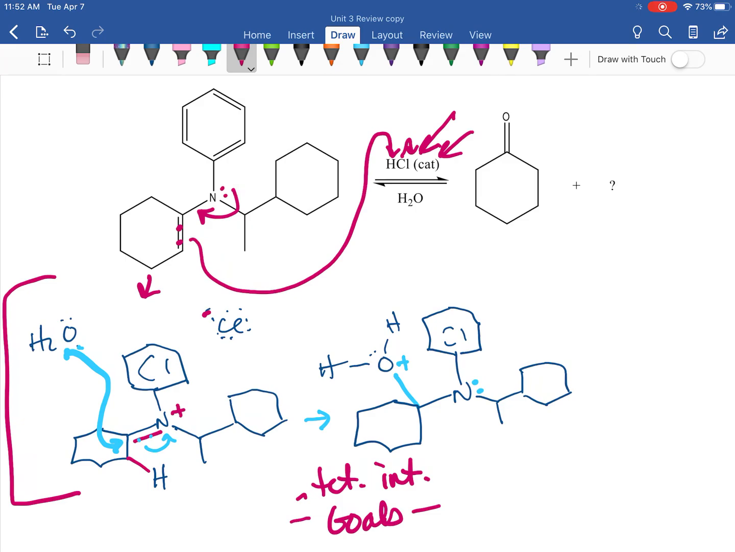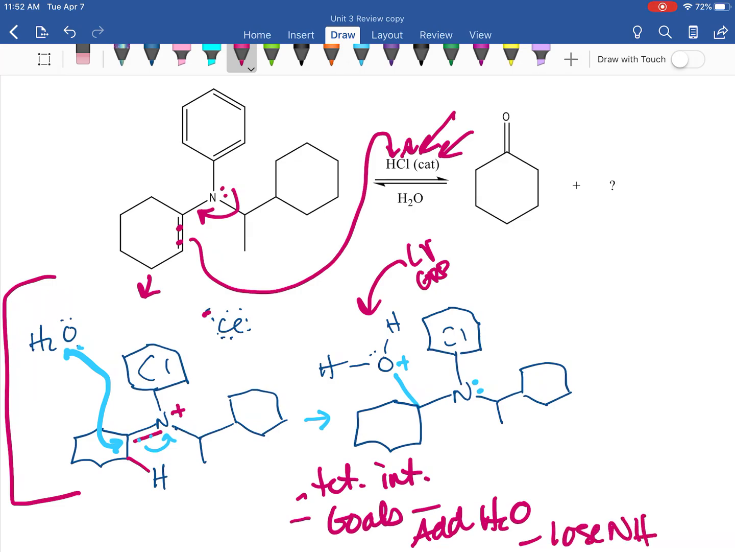All right, out of this intermediate, your best leaving group is right here. You don't want your water to leave. Remember, our goals are to add water and lose our amine. So, right now we cannot let that be. We have got to manipulate charges.